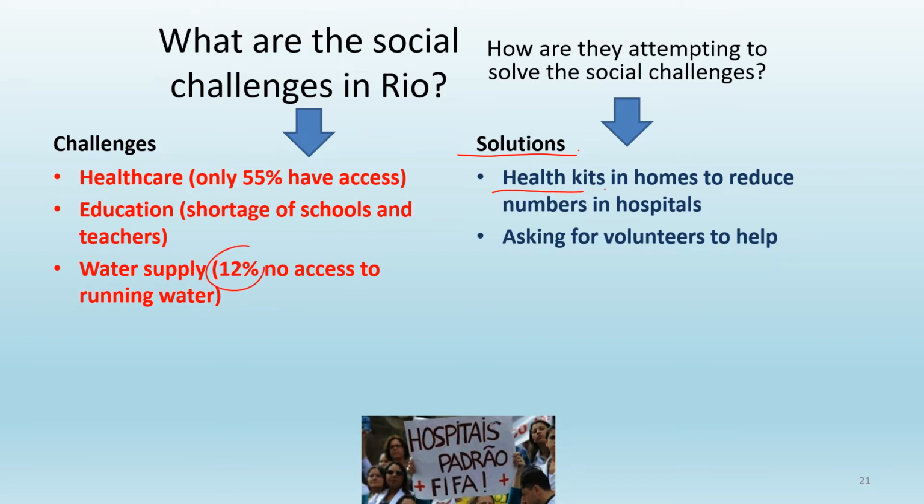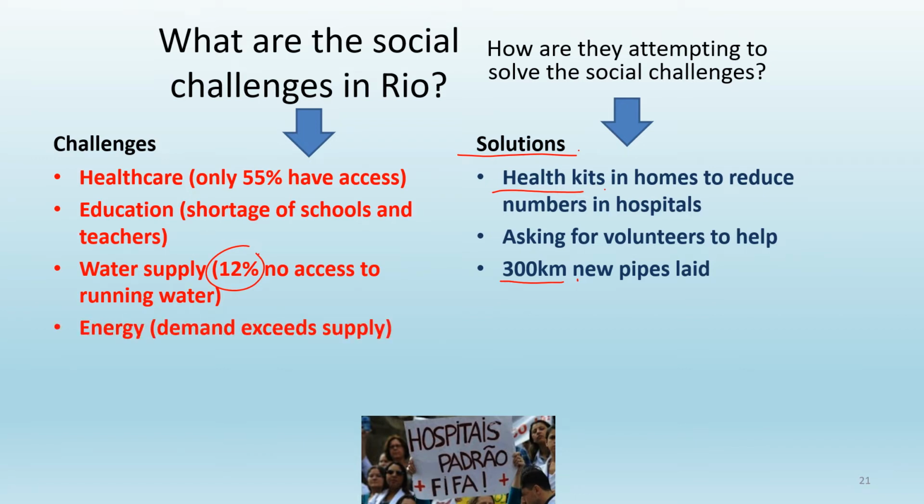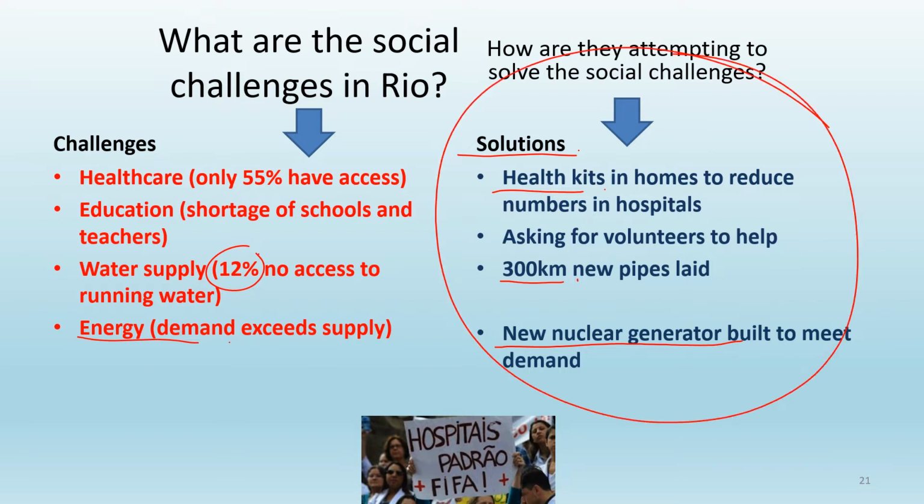Water supply is an issue. Only 12% of people do not have access to running water. So what they're doing is they are installing 300 kilometres of new pipelines to provide that fresh running water to the areas that need it. And also energy is in demand because there's more people, there's more electricity required. Therefore, what they're doing is creating new nuclear generators to meet that increasing energy demand. However, in the long run, despite these solutions being put in place, if Rio's population continues to increase, these challenges will only become more.